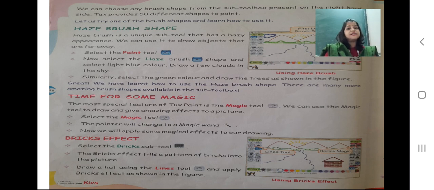Suppose the first is the bricks effect. We want to give the bricks effect to the house. So first we will select the magic tool. Once we select the magic tool, the pointer will turn into the shape of a magic wand, and then you can select the bricks subtool from the subtoolbar in order to give the bricks effect.